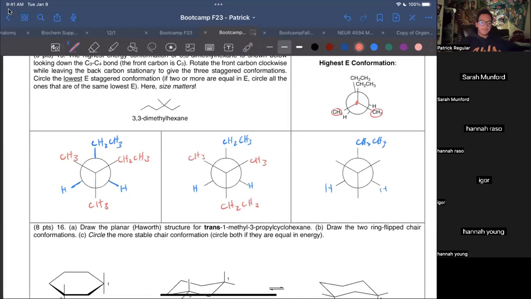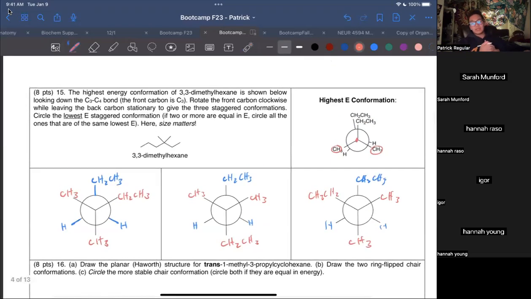Let's rotate it again. CH2, CH3, CH3. Just for writing these structures, you get so many points. These are the easiest ones to get because all you have to do is leave one carbon untouched and just rotate one of the carbons, flip-flopping them throughout that rotation. Now you have to circle the most stable one. The most stable one has the smallest amount of strain.